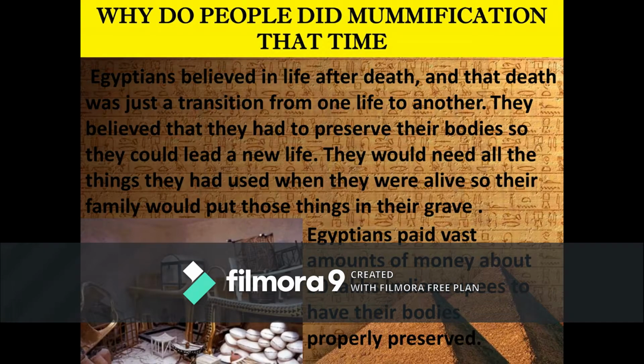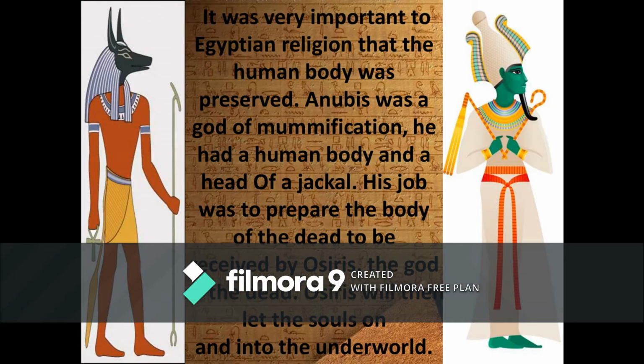Egyptians believed in life after death, and that death was just a transition from one life to another. They believed that they had to preserve their bodies so they could lead a new life. They would need all those things that they had used when they were alive, so their family would put all those things in their grave. Egyptians paid a vast amount of money, about 50 lakh Indian rupees, to have their bodies properly preserved. It was very important to Egyptian religion that the human body was preserved.